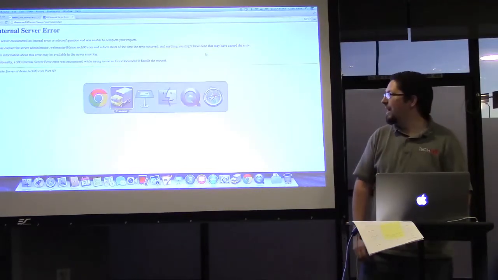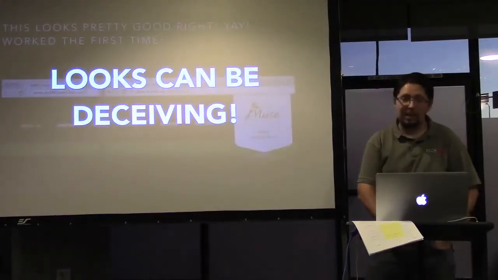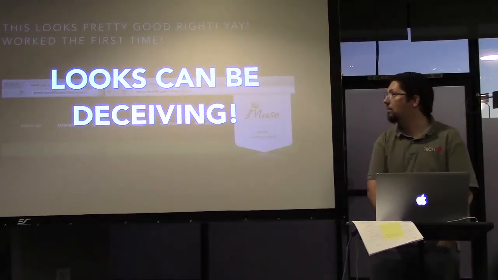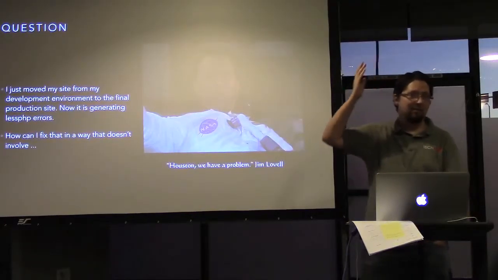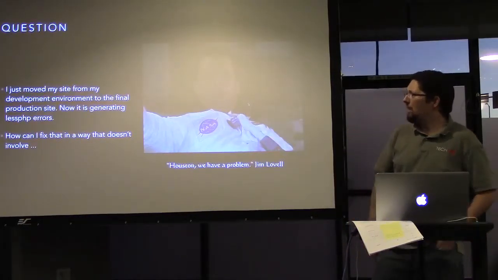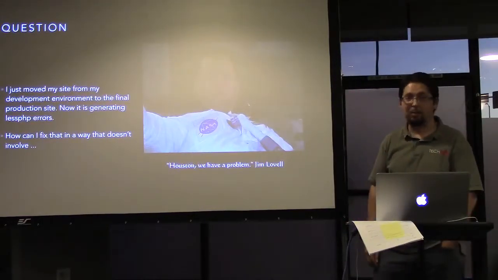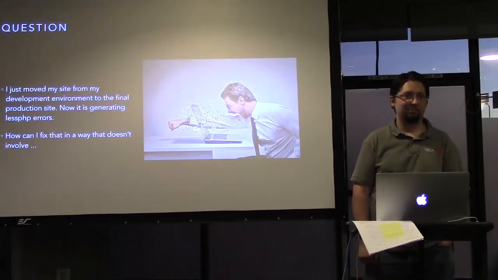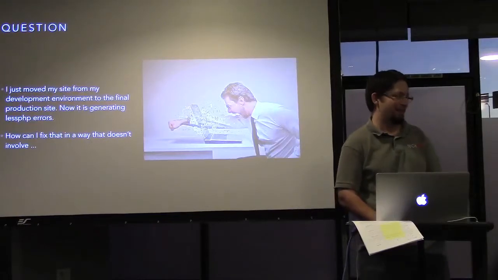So it's at this point that our story takes a little bit of a turn for the worst. So let's pull this back up. So looks can be deceiving. It looked perfect. I turned off my pre-production site and everything went to hell. So our question that I was asked, because somebody called me at the wee hours of the morning and said, I need this site to go live, and I have no idea what's going on. So this is the question. I just moved my site from development environment to the final production site. Now it's generating these less PHP errors. How can I fix that in a way that doesn't involve that? Because killing computers is a bad thing. Because your customer's not going to pay for that computer if you destroy it.